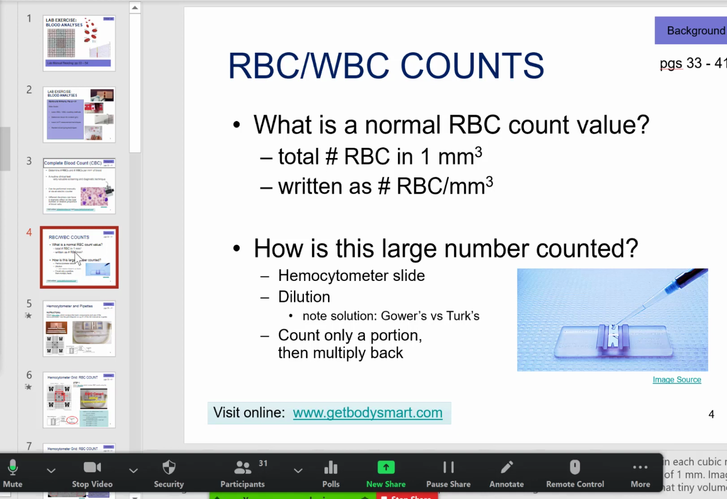We're also not going to count, in addition to this dilution, a cubic millimeter's worth. Remember, a cubic millimeter is a millimeter in width, length, and height. We're not going to count this entire volume. We're going to count smaller volumes. And as such, when we get our cell counts from the hemocytometer, which is what this slide is on the bottom right picture, we're going to have to back calculate. We're going to have to take into consideration this dilution and the fact that we did not count a full cubic millimeter in volume. The dilution I'm going to do for you is going to be a 1 to 200 dilution.